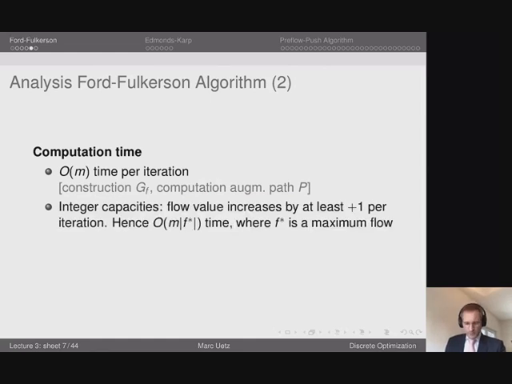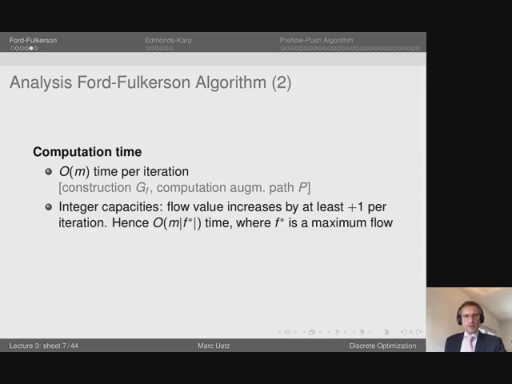Now, assuming that we have integer capacities, in each iteration the flow value increases by at least +1. So how many iterations do we actually need? Well, at most as many as the maximum flow value itself, right? Because in each iteration, we add at least +1 to the current flow value. So there is an upper bound on the number of iterations, which is determined by the maximum flow value, F star here. Okay, F star would be a maximum flow.